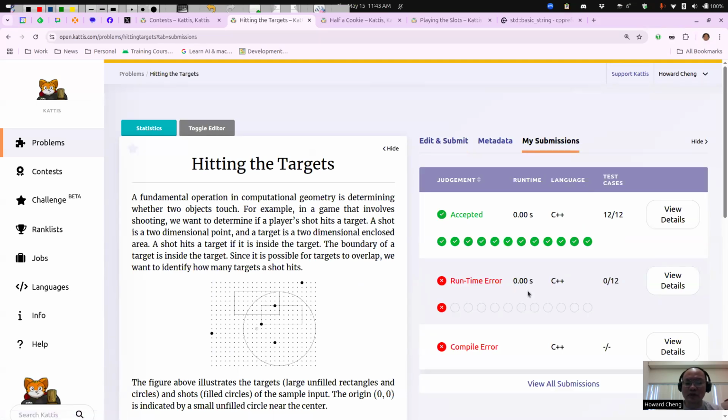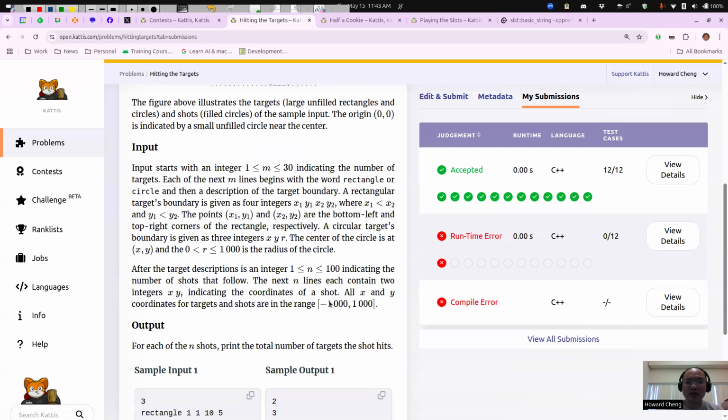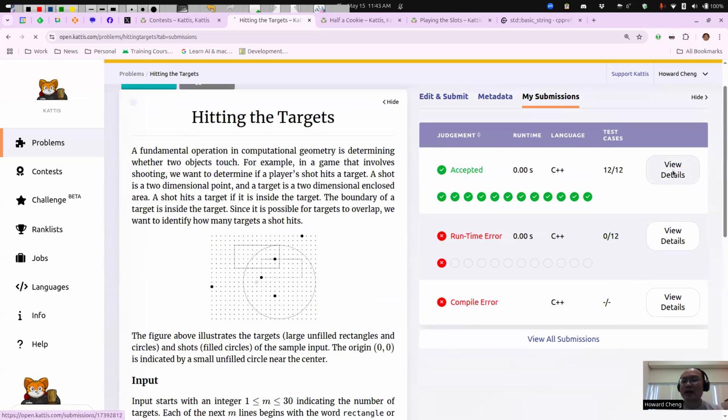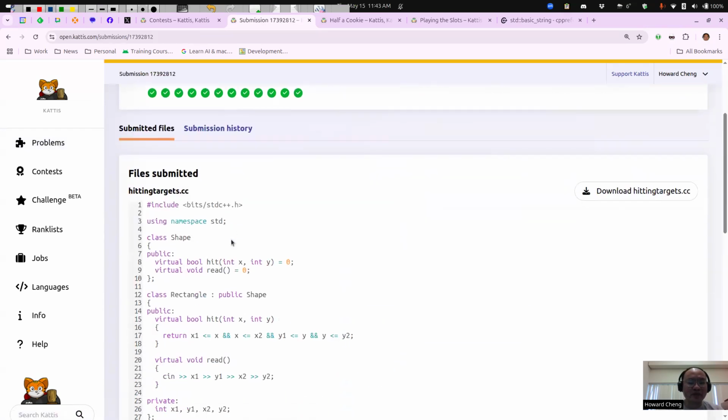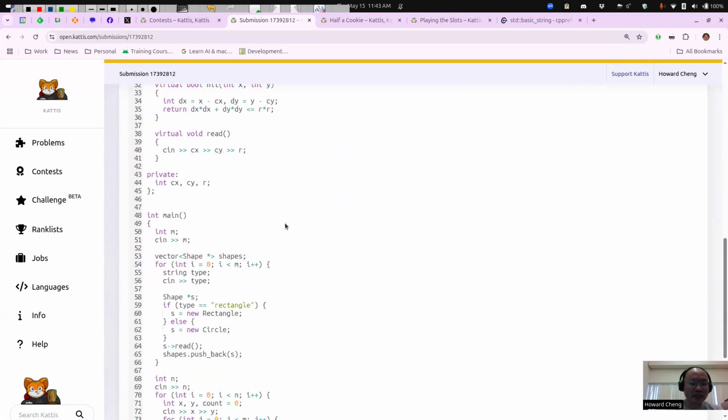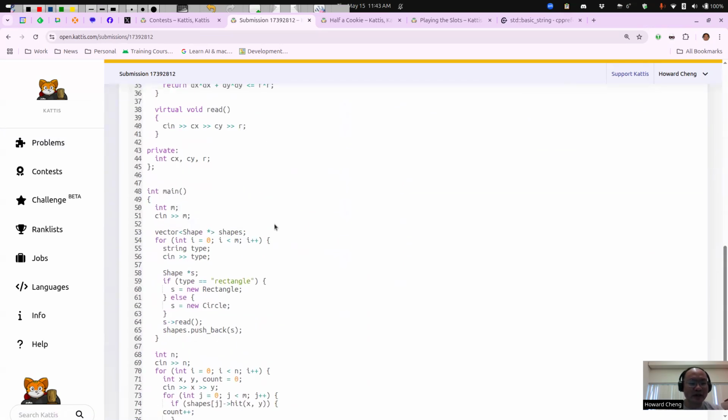Oh yeah, runtime error. Why did I have a runtime error? Because I actually didn't read the inputs. But anyway, I didn't bother checking. I called, what did I do? Yeah, I forgot to call read or something like that.